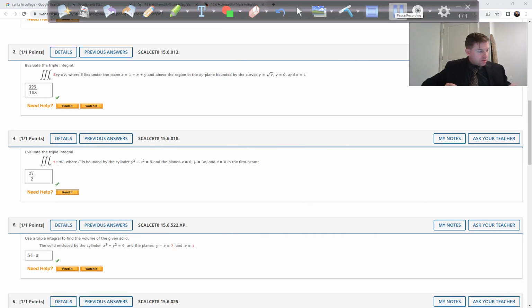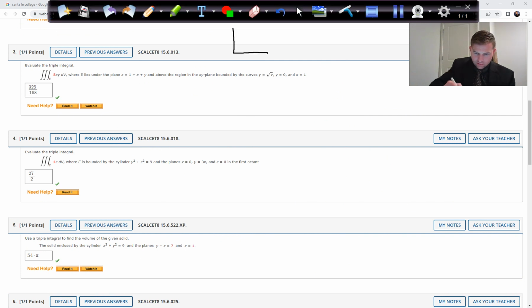Okay, in problem 5, we have another picture to draw. We have to use a triple integral to find the volume of the given solid. The solid enclosed by this cylinder, x squared plus y squared equals 9, and the planes y plus z equals 7 and z equals 1.